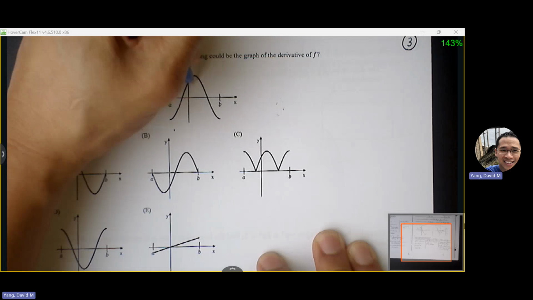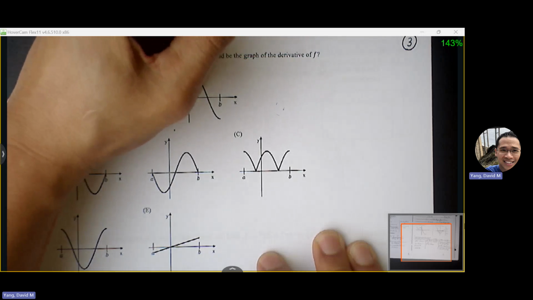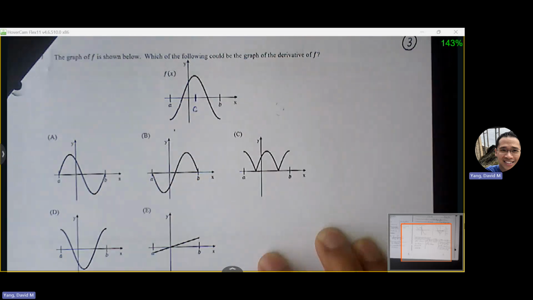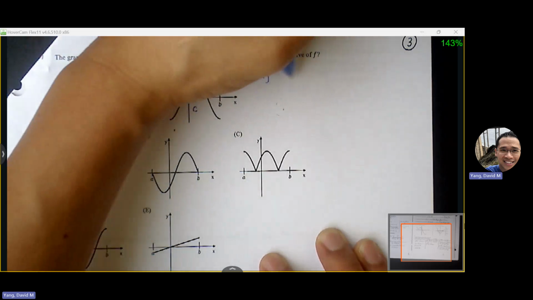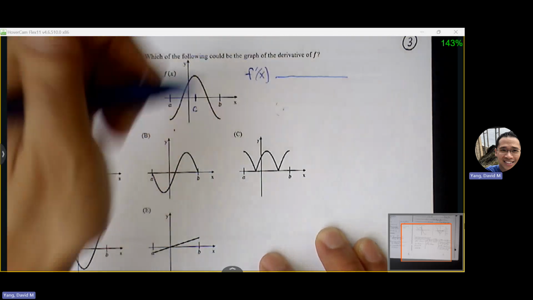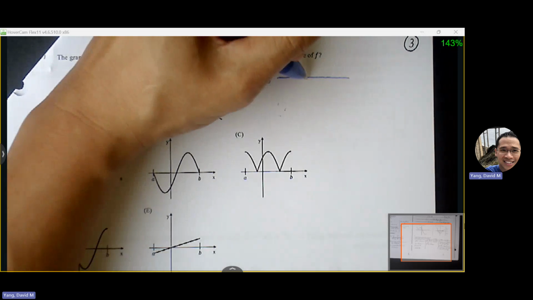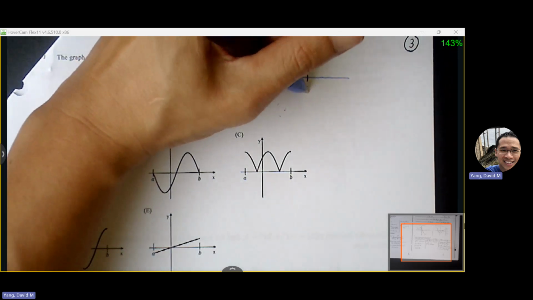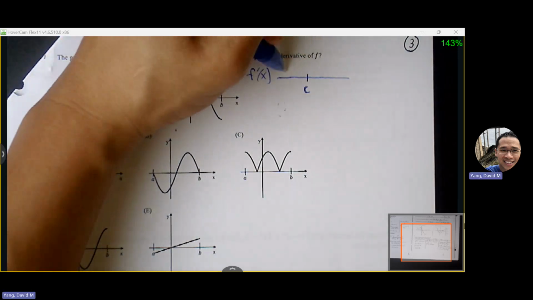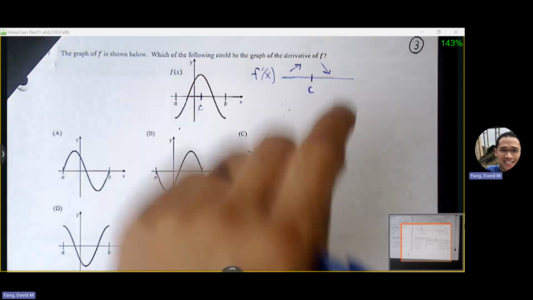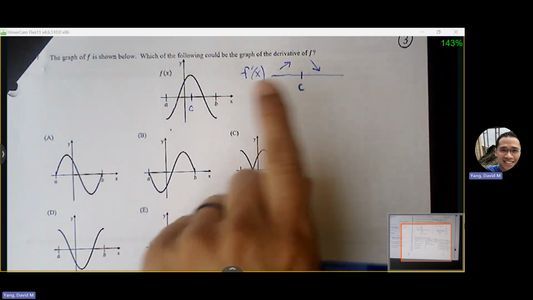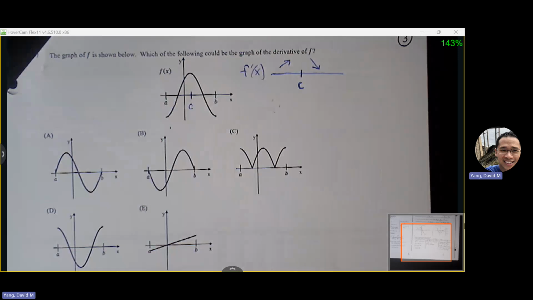Okay, I'm going to highlight this point and call it C, because I want to create a sign line just so I can get a picture of what to expect. I know I'm going to call C my relative max. My graph is showing positive slope followed by negative slope. This is the shape of my original graph.